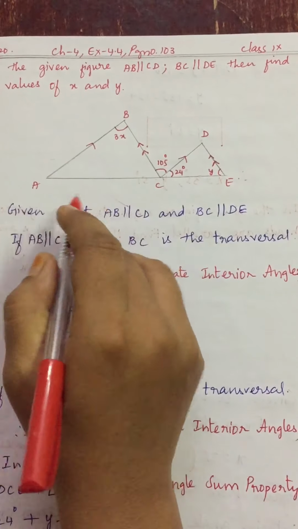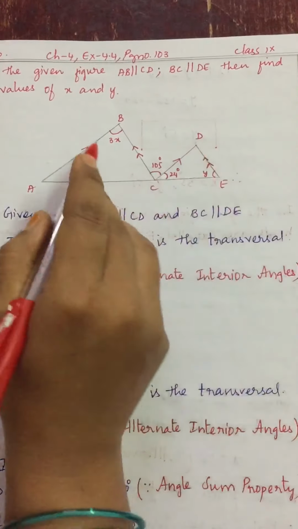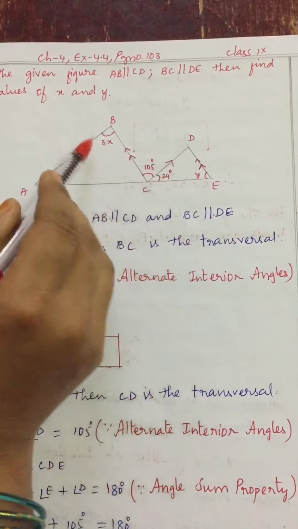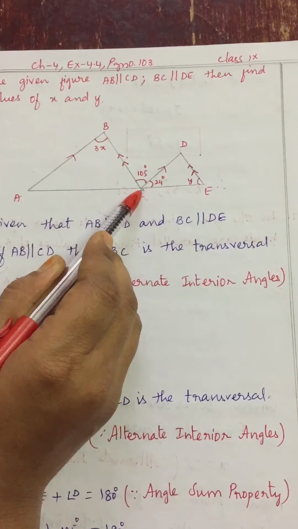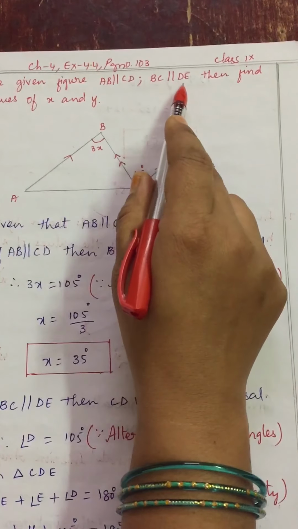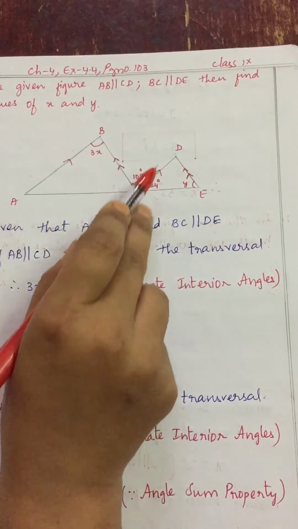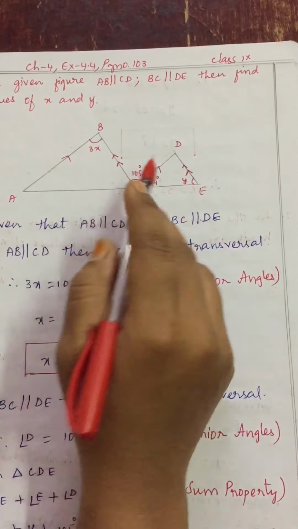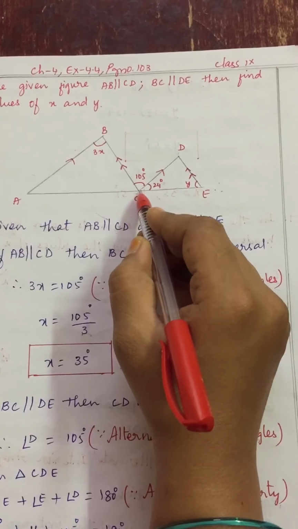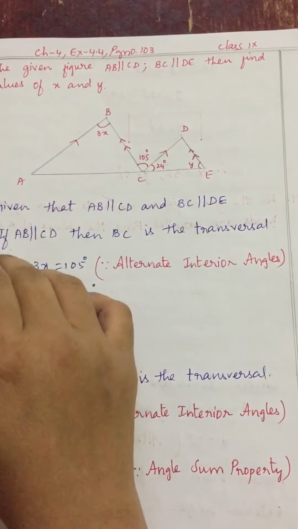Here he has given one figure. AB is this line, CD is this line. These two lines are parallel. So we can say that BC is the transversal. Now again he mentioned BC and DE are parallel. This is BC and this is DE. They both are parallel, so we can say this is the transversal. Clear children? Now let's see how to solve.